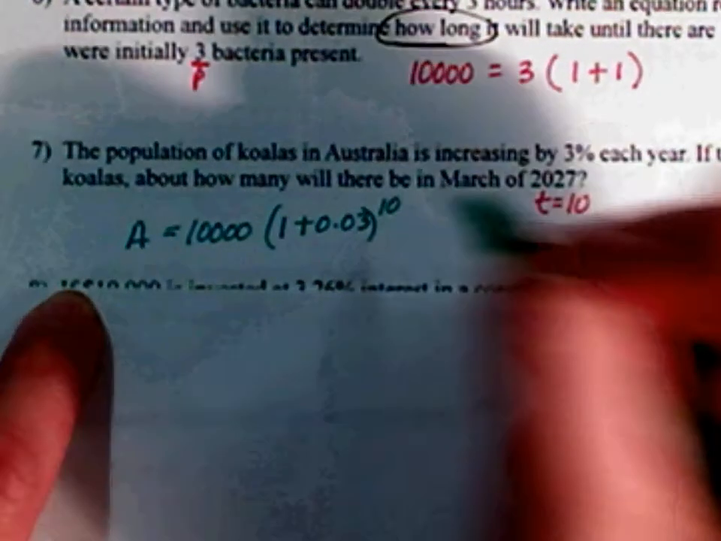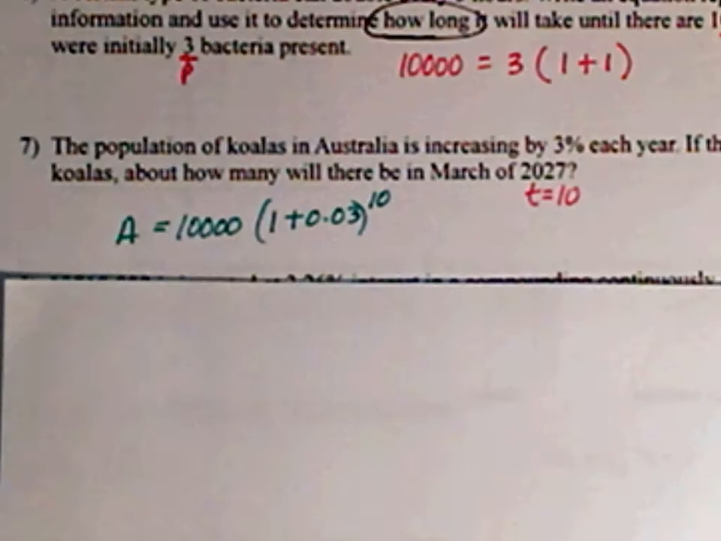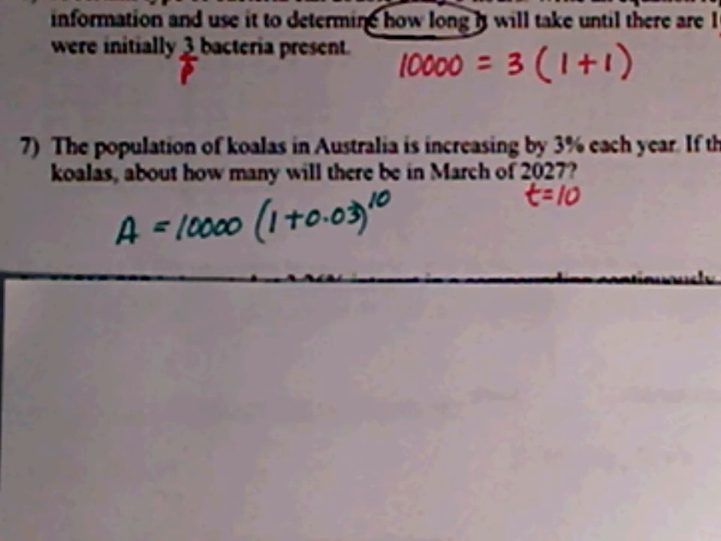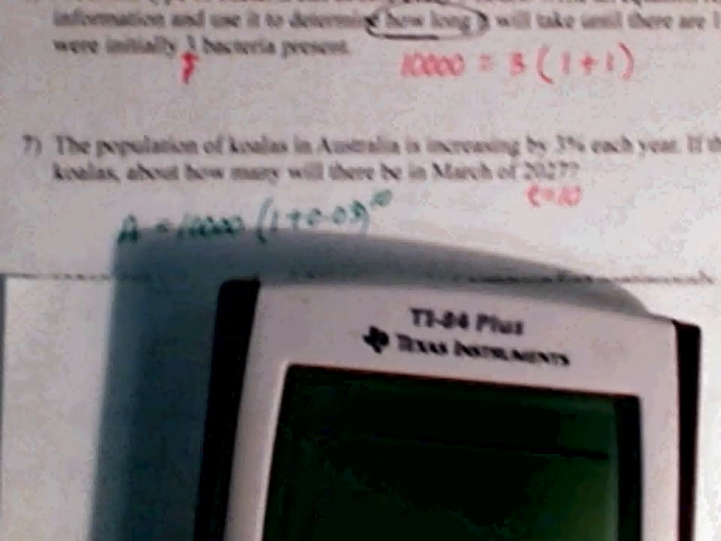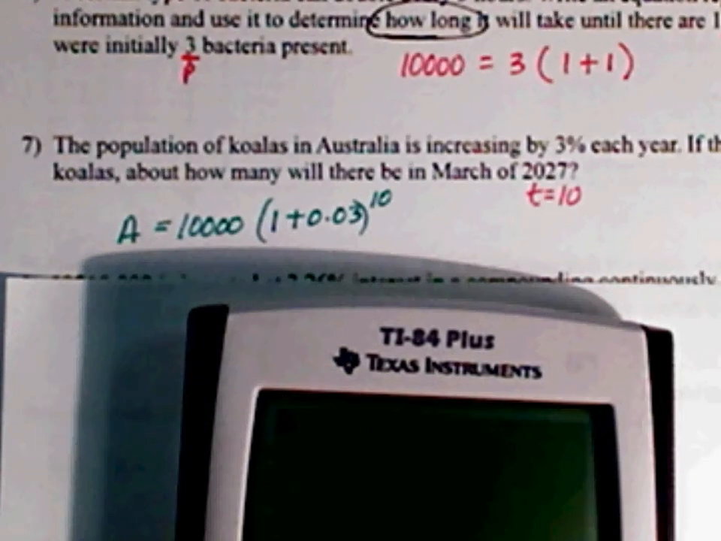Did you guys see how I just wrote all that? Can you now find out how many is in there? Get him up, please. Put your head up. All right. Type that into your calculator. 10,000, parentheses, 1 plus 0.03 raised to the 10. So how many koala bears are there going to be?